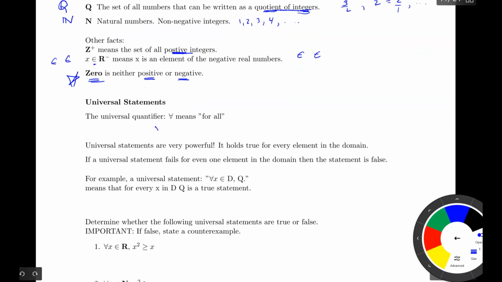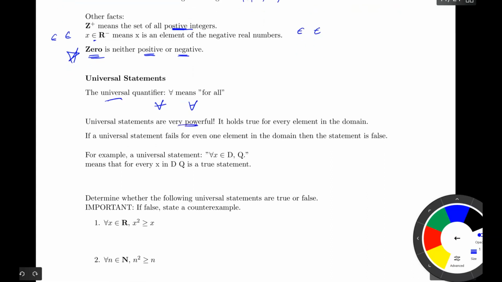So this sign right here, and how we write it, you can write it like this, or you can be specific that it goes in like this, but this means for all. So this is universal, for everything. Universal statements are really powerful, so it holds for every element in the domain. So this is a way to say a universal statement: for every X in D, comma, Q is happening, right? Whatever the Q is, okay.